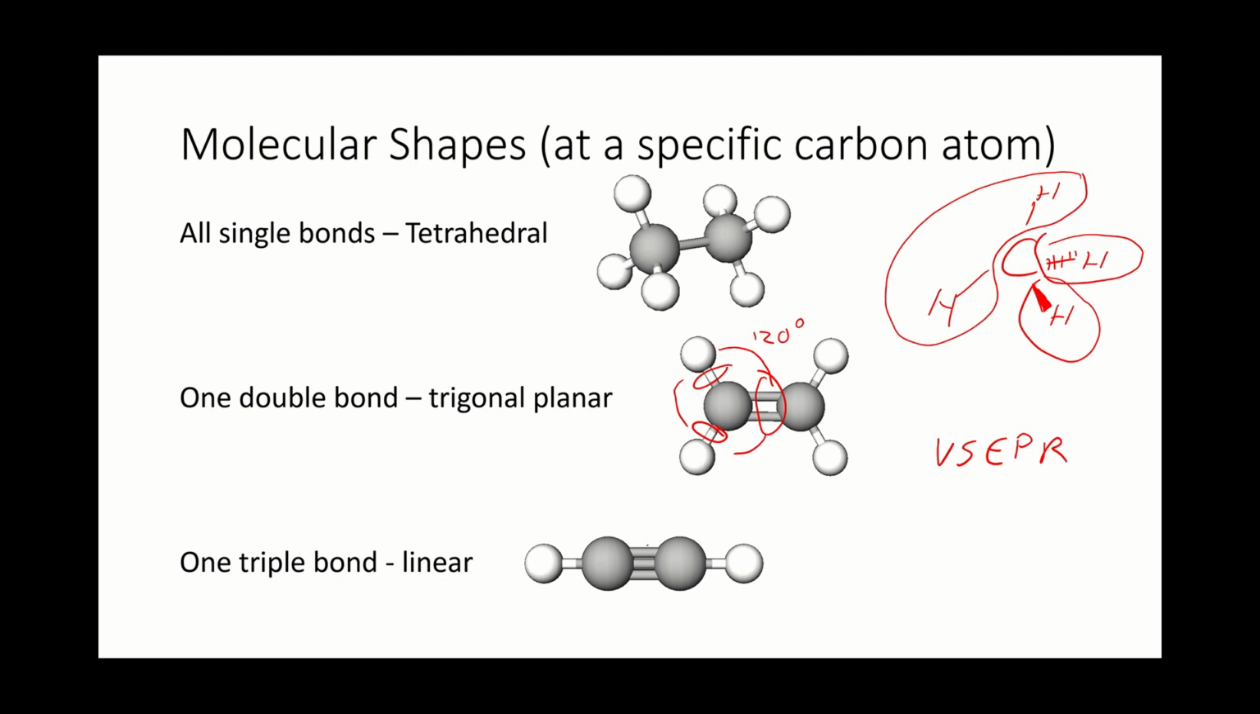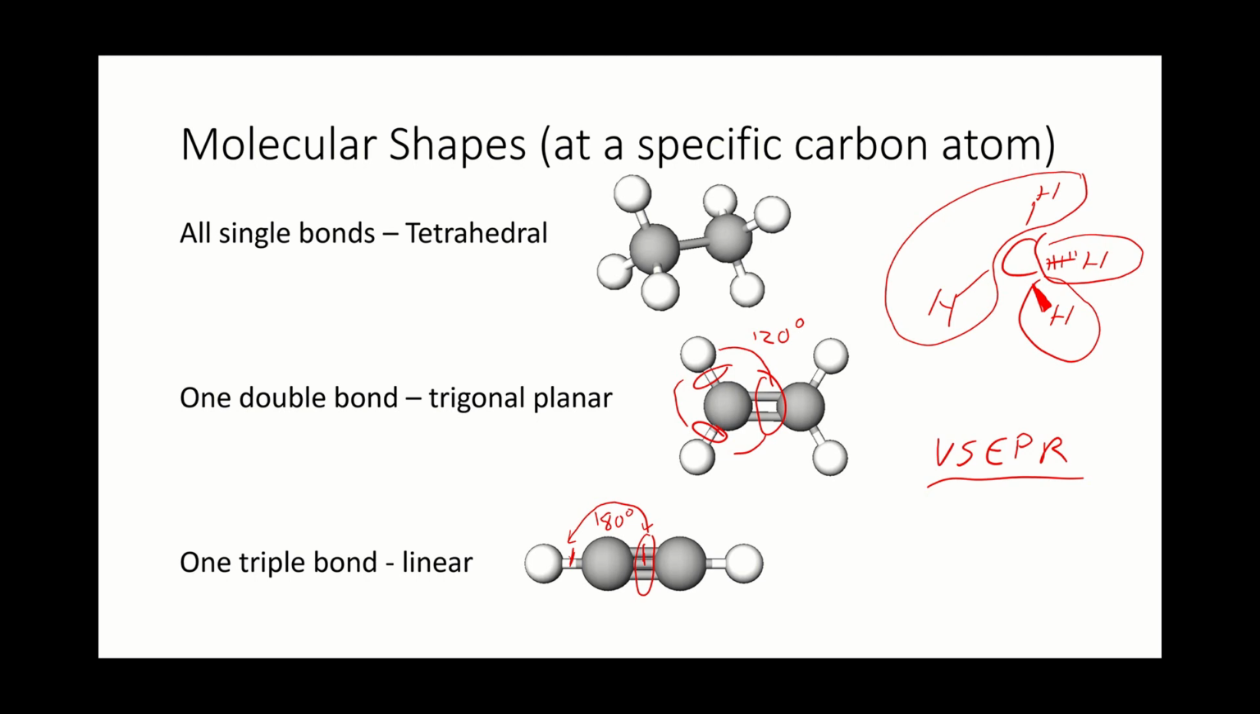And then finally, if we have a triple bond, that triple bond, for the sake of VSEPR, acts like a single bond, and so this single bond and this triple bond are going to get as far away from each other as possible. The furthest away from each other you can get is a 180-degree angle. And so that is a linear molecule shape around that triple bonded carbon.